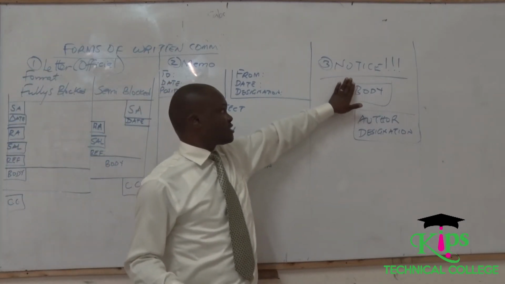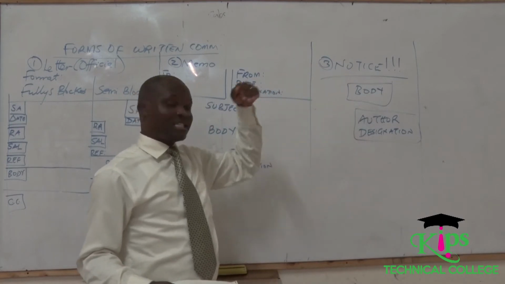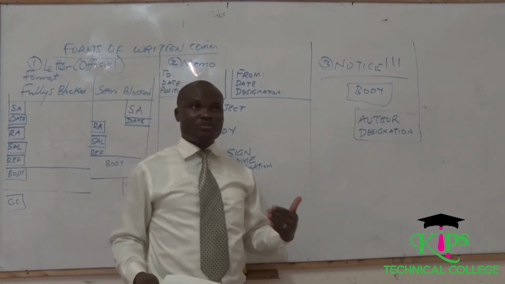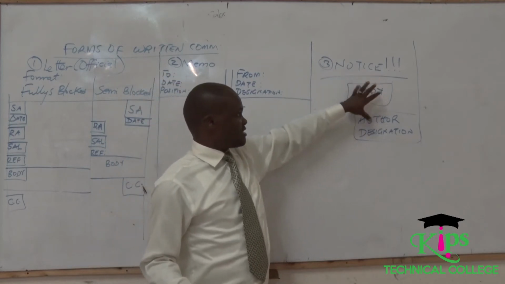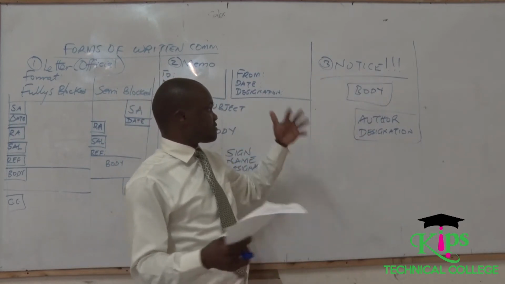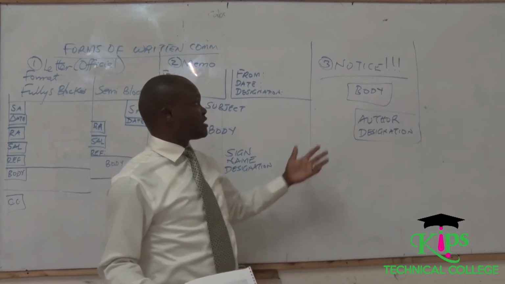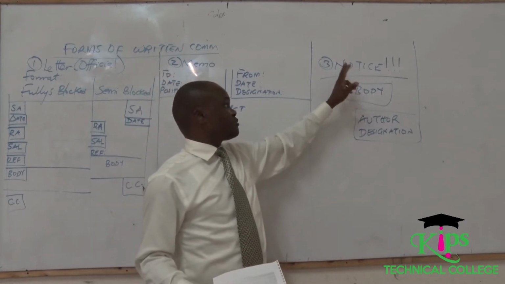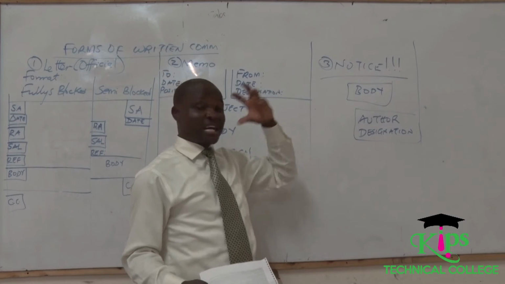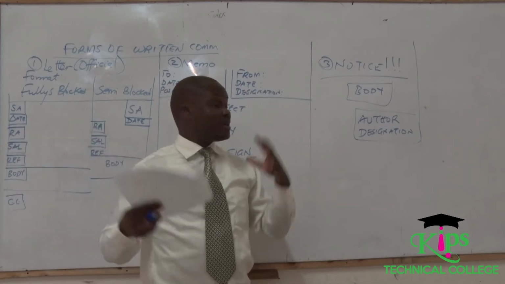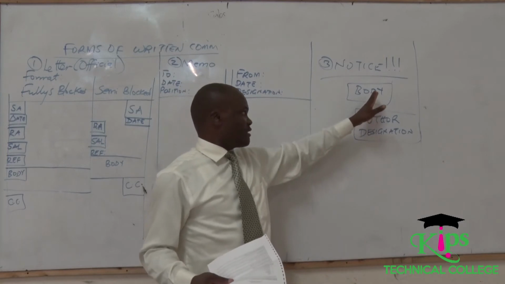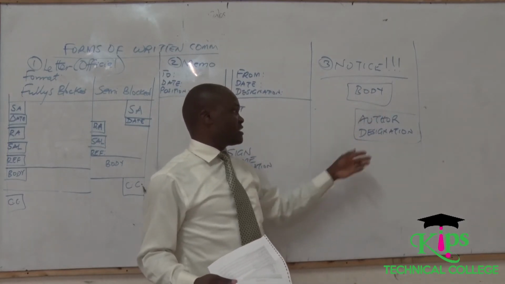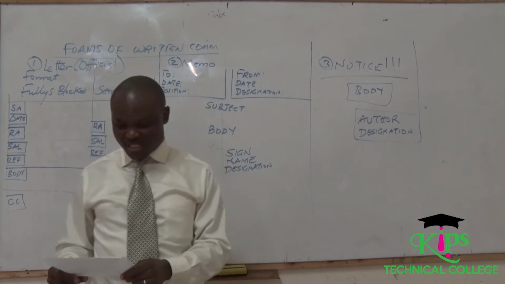The last one is the notice, which is also an internal document used for communication, and its format is very brief. It has very little information. What we are always told is to make sure that the word notice is eye-catching, meaning it should be large enough for a person to read from far. There should be the body explaining it, and then the author of the same.